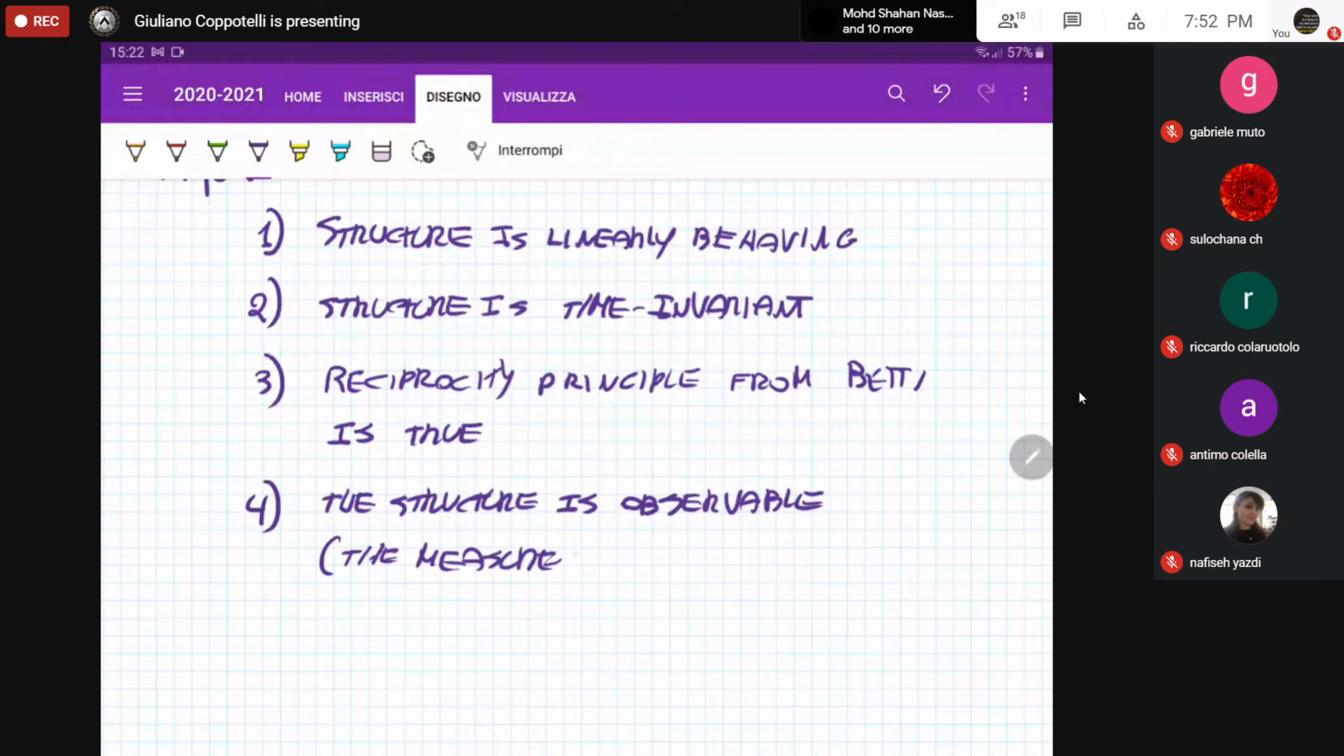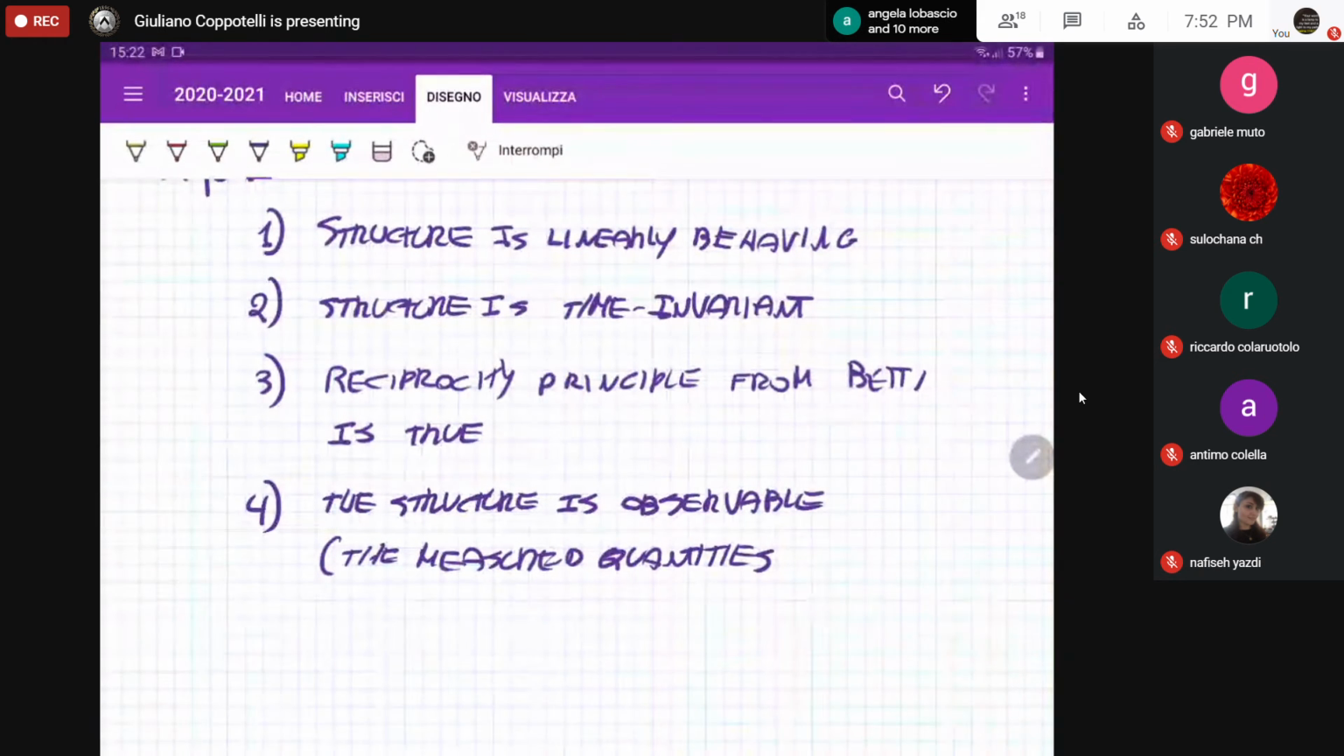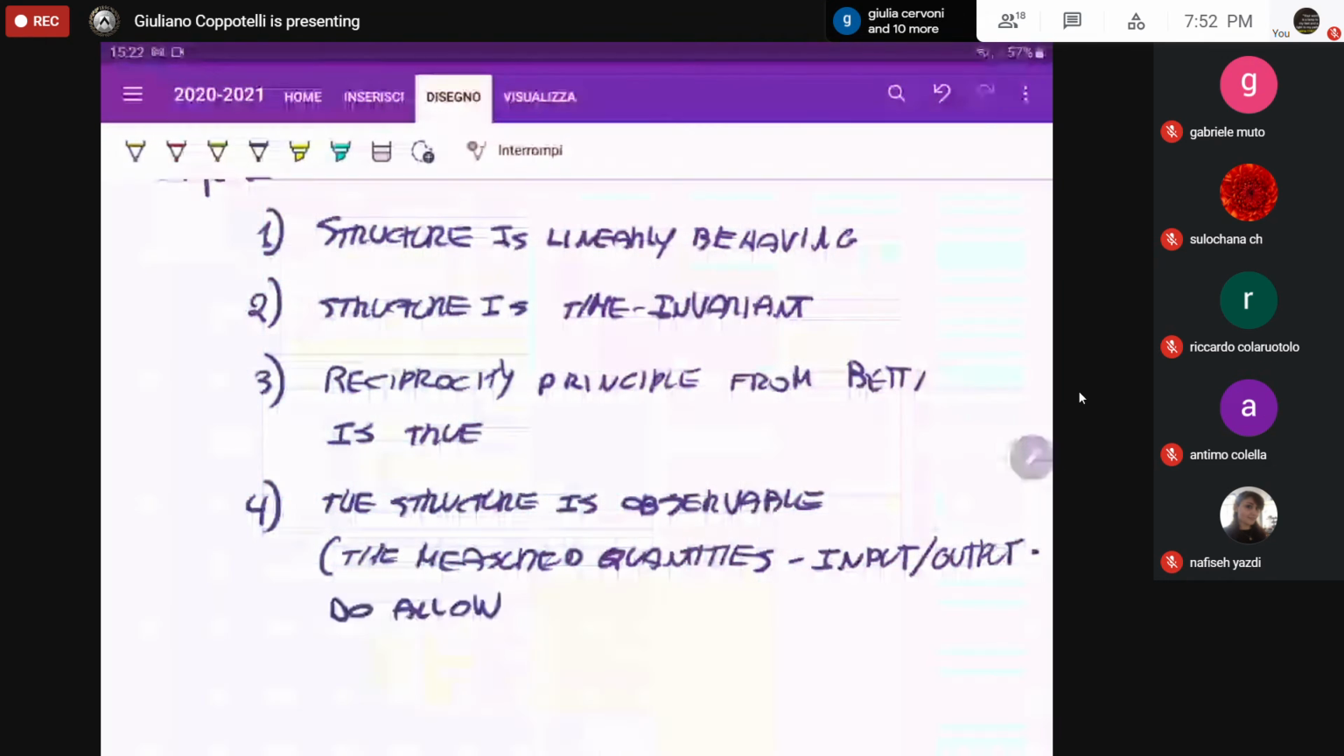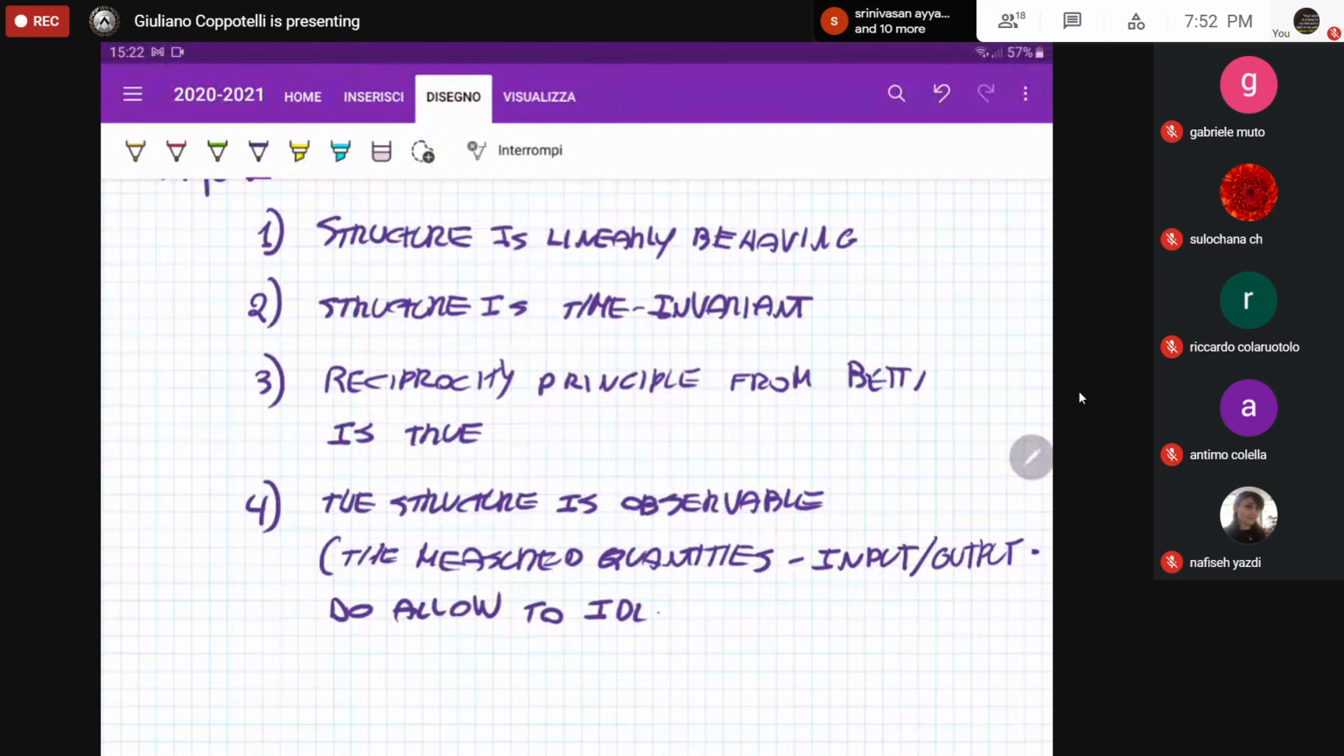So the measured quantities, that is input and the output, to allow to identify the system properties.